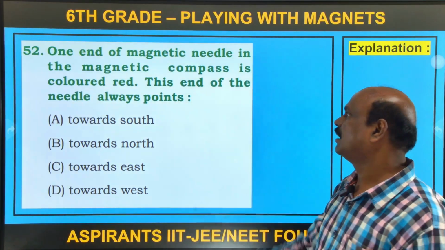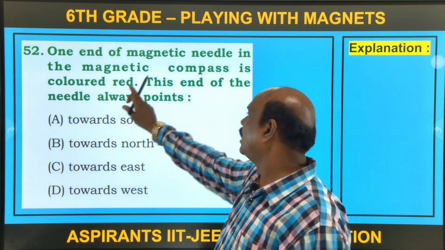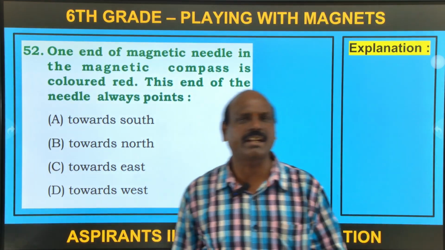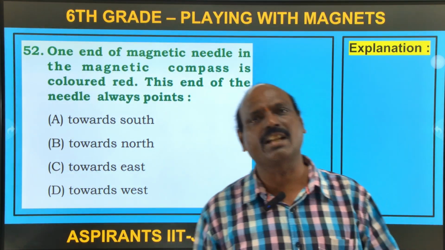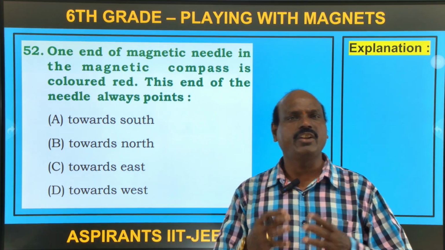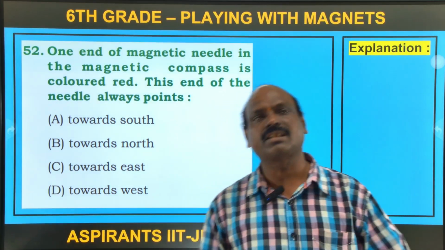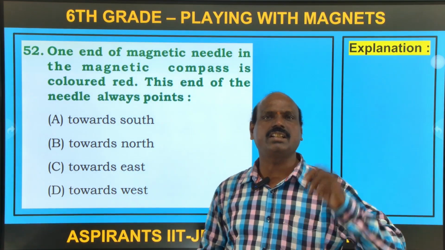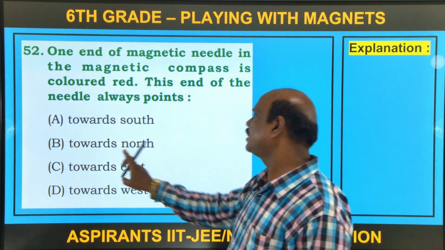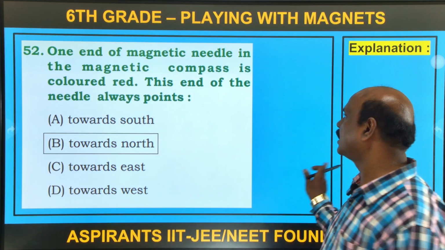So option B. Next, one end of a magnetic needle in the magnetic compass is colored red. This end of the needle always points where? Generally, when you see a magnet, we cannot directly decide north or south unless we make it freely suspended, or already have one more magnet. For that reason, whenever they prepare magnets, they color one end of the magnet. Generally, the colored end is called the north pole, so that is always towards the north. Why? Because the north pole is always colored.